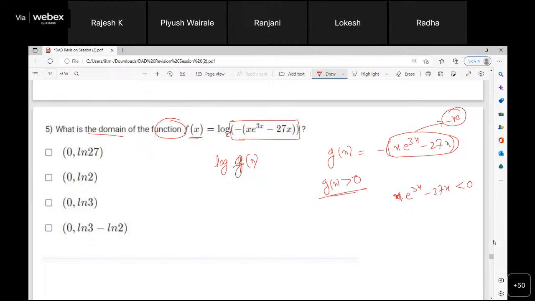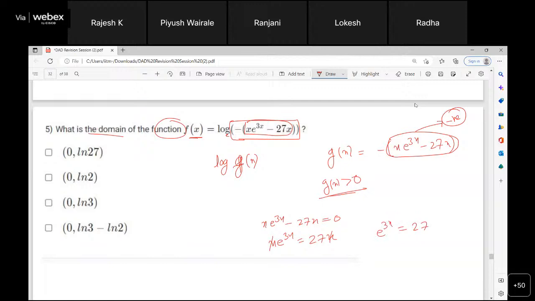So for what value will this expression be less than 0? Because the negative sign is there. So e to the power 3x equal to 27. For that you can simply equate it to 0 and simplify it first. So e to the power 3x equals 27x. So x will get cancelled. So e to the power 3x equals 27.